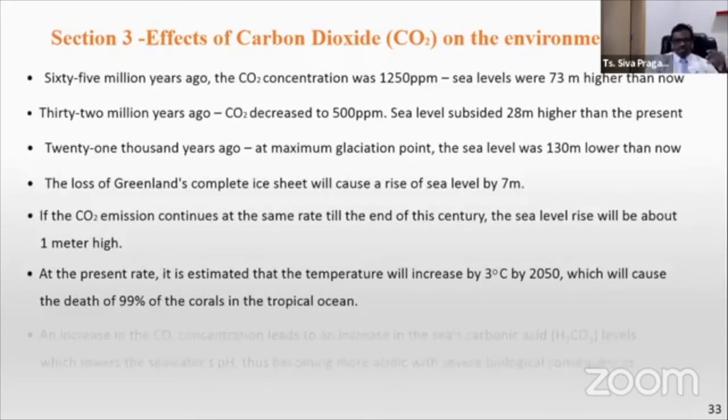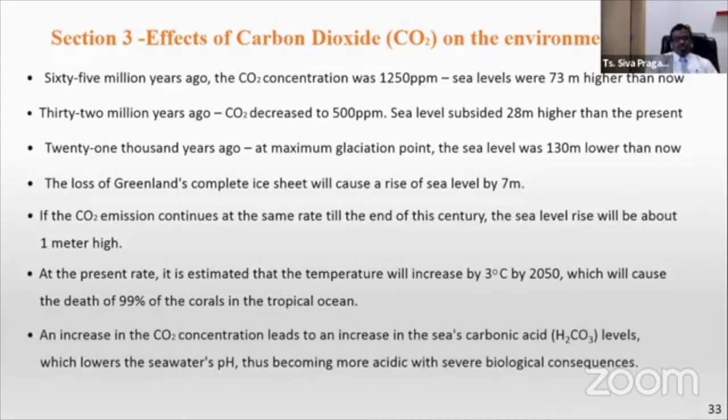Tioman, Redang. An increase in CO2 concentration leads to an increase in carbonic acid in the sea, which lowers the seawater's pH, right? So we have the pH scale between 1 to 7, which is acidic, 7 is neutral, and above 7 is alkaline, and pH stands for the potential of hydrogen. And we know that the higher the carbonic acid levels in the sea, the more acidic the sea becomes, and then it creates severe biological consequences.